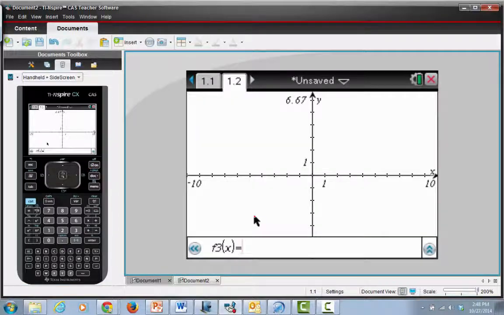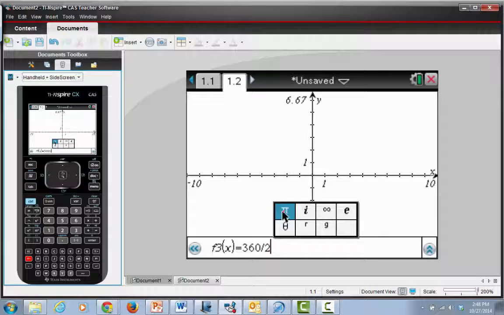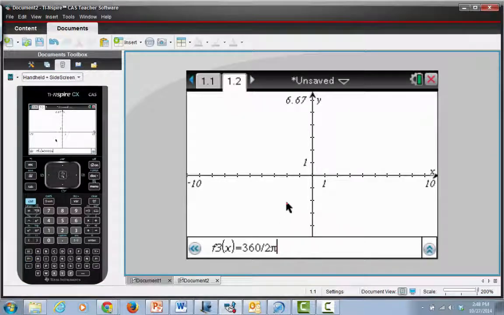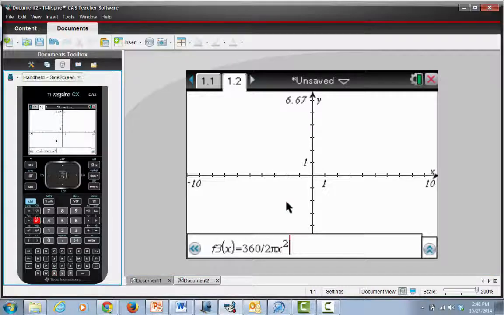Okay, so you're going to actually put in for f1 of x, and this one is 360 divided by 2, and then we also need the pi, and I can't see it on here because I can't see the, oh, there it is, 2 pi, and then I'm going to use x squared. So that's my first one. Hit enter.